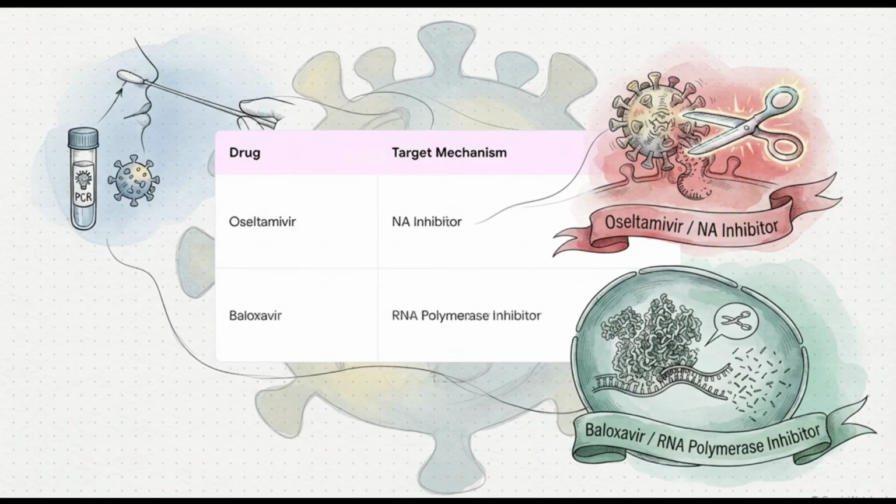Take oseltamivir, which you probably know as Tamiflu. It's a neuraminidase inhibitor. It literally jams those getaway scissors shut, meaning the newly formed viruses can't bud off and escape the cell. Alternatively, a newer drug like baloxavir acts even earlier. It inhibits the endonuclease activity of the viral RNA polymerase, which just completely shuts down viral replication altogether.